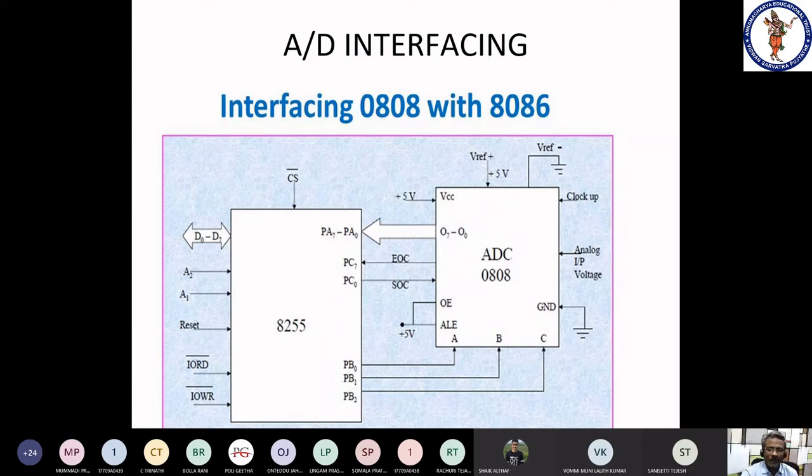So the temperature is displayed as 23.5 degrees centigrade or whatever. Before displaying it, you have to capture the temperature. You have to take a sample of the temperature that should be converted into digital format. Then we can go for display.